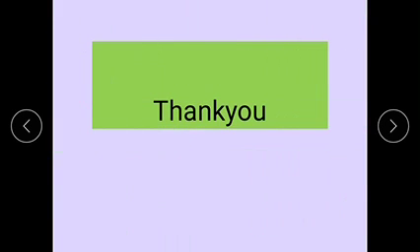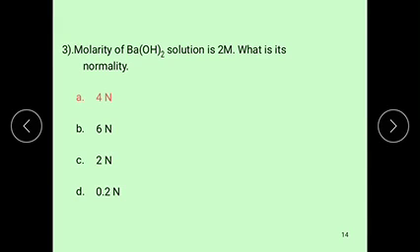In this topic, mostly in examinations they may ask questions from the dilution law and calculation of the weight of the solute in the normality of solution.